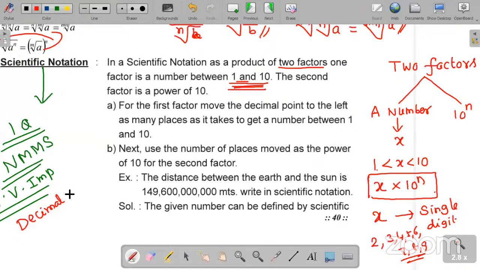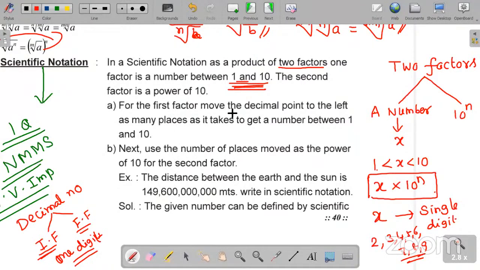In a decimal number, sometimes you also need to write the expression in scientific notation. A decimal number contains an integral part and a fractional part. In the integral part, only one digit should be there. One digit number means either 2 or 3 or 4, even 4.5 you can write, that is also a one-digit integral part. That is the x times 10 to the power of n form.